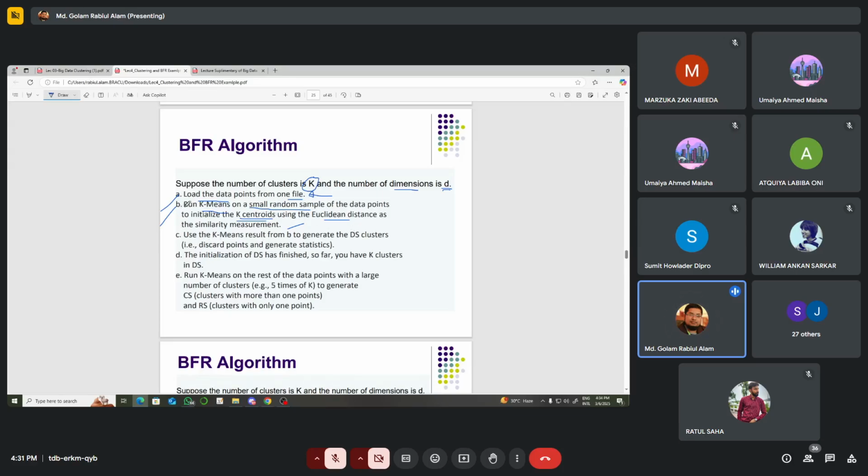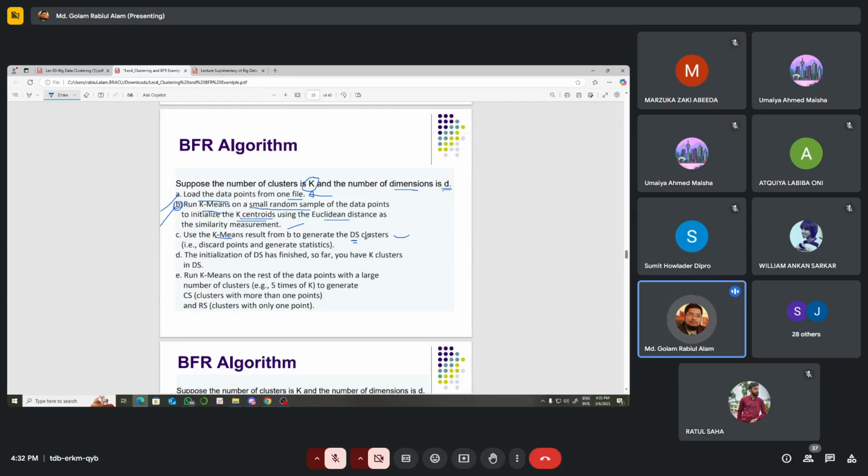And then what will we get? We use the K-means result from this step B to generate the DS clusters. In our last lecture, we learned that in the BFR algorithm we have to form three sets of clusters. One is the DS, called the discard set. So we use the K-means result from this step to generate the DS clusters, that means we will get the discard set clusters.